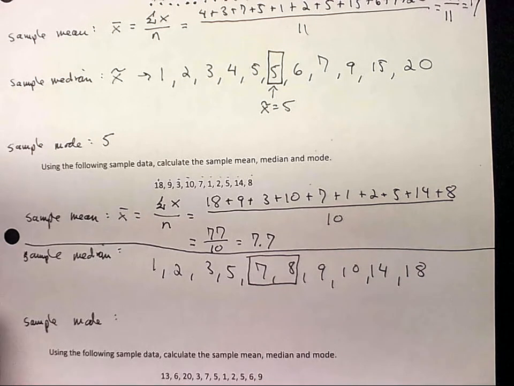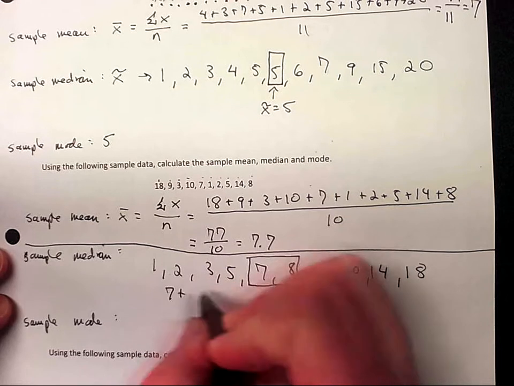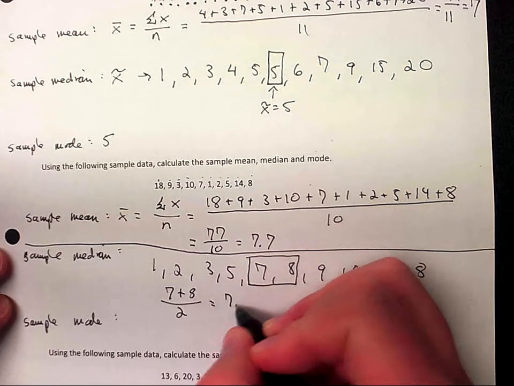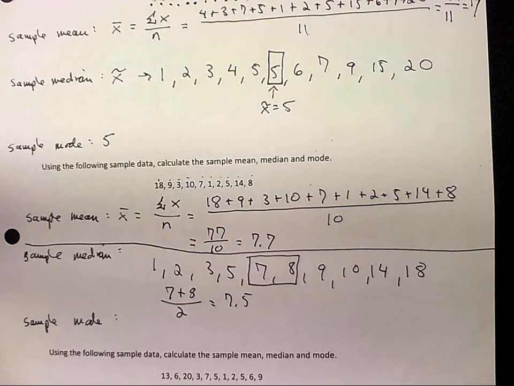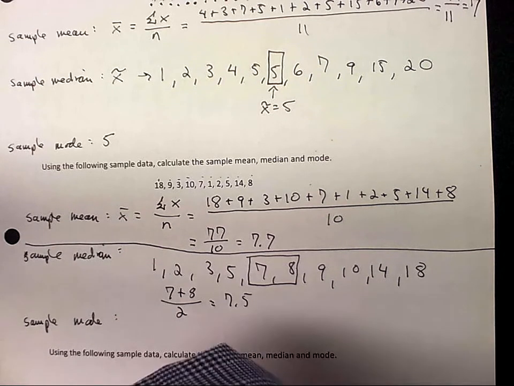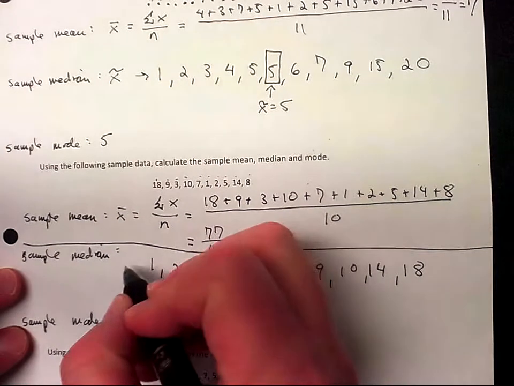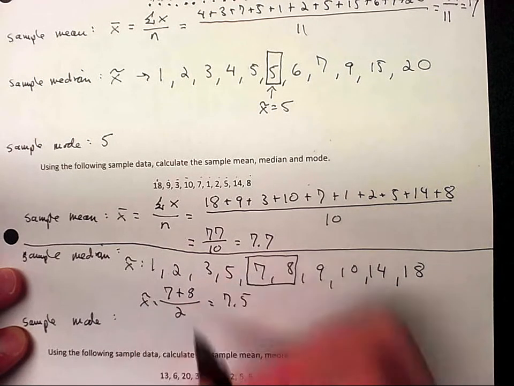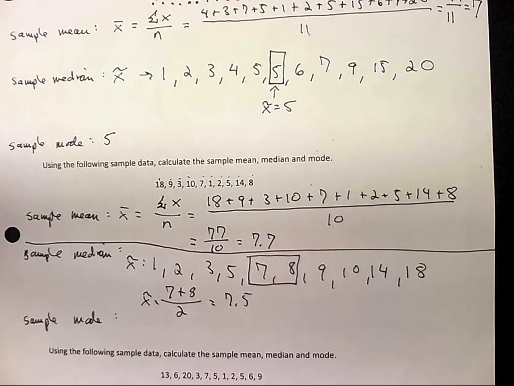So here we have the two numbers in the middle. So therefore the median is going to be the average of these two numbers, or 7 plus 8 divided by 2, or 15 divided by 2, which is 7.5. That's going to be our median. What's the symbol that we're going to use for the median? X tilde. So here then X tilde is equal to 7.5. Everybody good that the median is equal to 7.5?